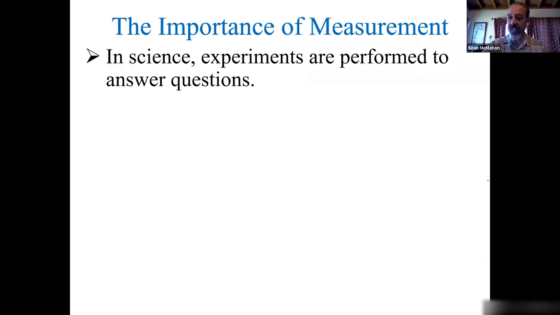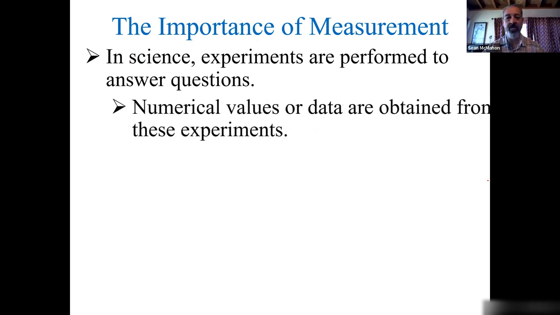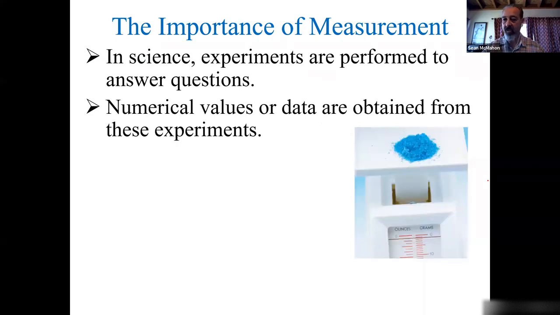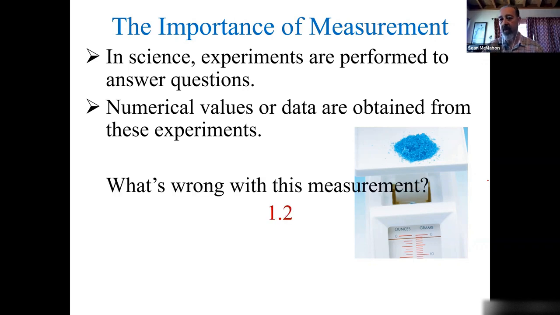So in science, we have the scientific method, right? We have to conduct experiments and collect data. We have to answer questions, and we're kind of biased. Numerical values tend to be the best to answer a lot of these questions. So here's an example. The question might be, what is the mass of this blue solid sample? So you're going to write a number. Now, there's a problem there. What's wrong with this number?